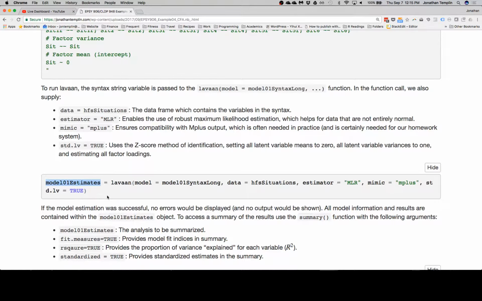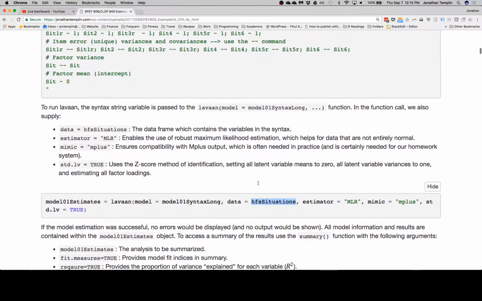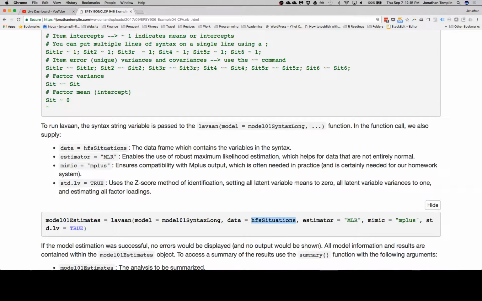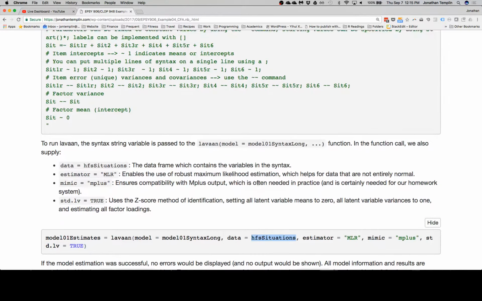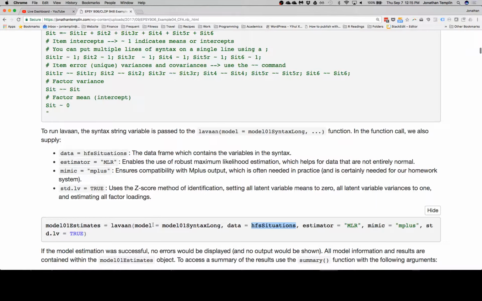And the lavaan function takes several key arguments. The main ones are you have to give it the model syntax. That's what we created above. And then we say data equals HS factor situations. That's the name of our data frame. Now you'll note in my R syntax code, a couple conventions. I like to label everything in the parentheses so that you know which goes where, which option it goes to. It's a good convention to be in, model equals and so forth, so each of the options that go with that.